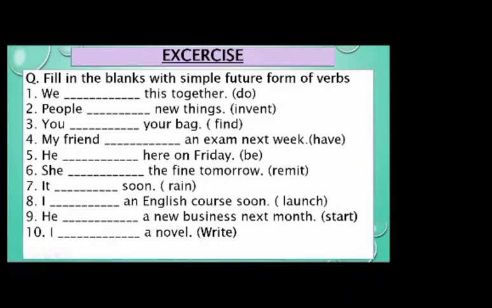So let's look at the exercise. Fill in the blank with the simple future form of the verbs. We will do this together. Do. Will do. Insha, you are right. People will invent new things. Invent. People will invent. Yes, Vanya, you are right. Manahil Parvez, you are right. Vanya Khurram, you are right. Ima, you are right. Minhil Fatma, Aisha Abdul Jabbar, Fabiha, Ariba Irfan, yes.